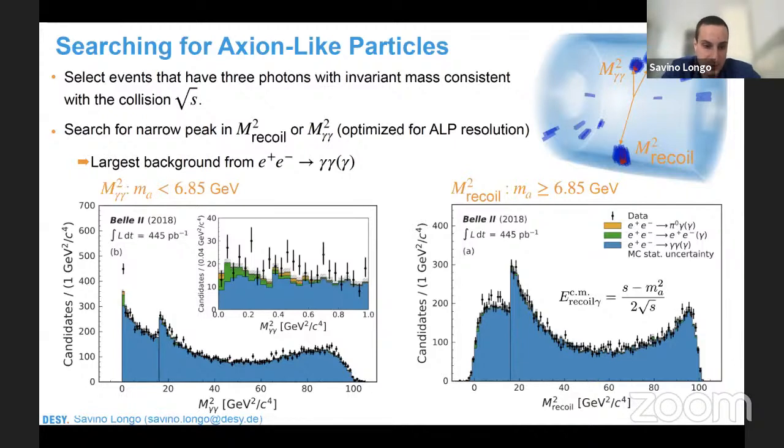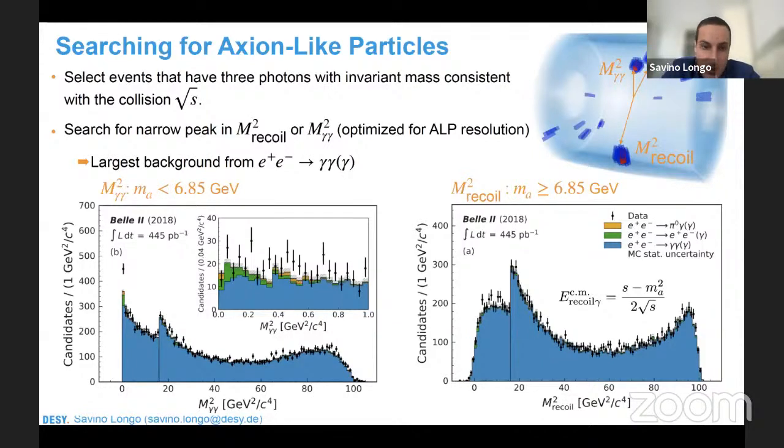So the bottom of the slide shows the results, where we see the data selected and the Monte Carlo background expectations. On the left is plotting the invariant mass of the 2 photons. Here we would expect to see a very narrow peak in this distribution if we saw an ALP signal. On the right is showing the same data, but now we're plotting the recoil mass squared.